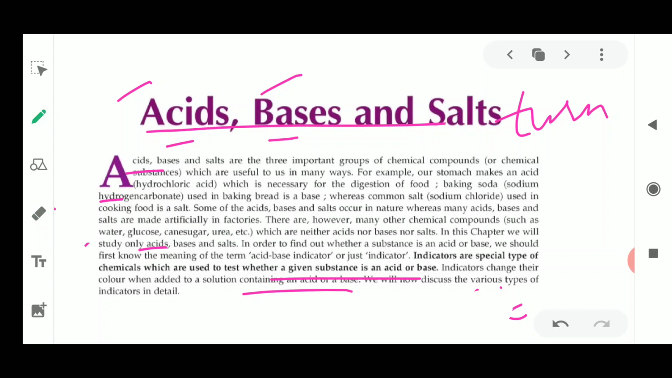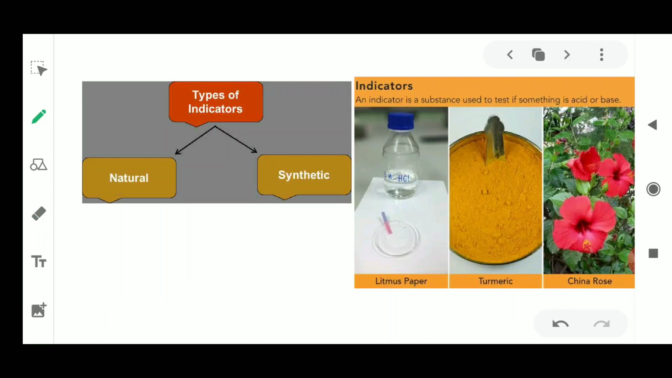Now we are going to discuss various types of indicators in detail. Before starting this chapter on acids and bases, I would just like to tell you about these indicators, because we are distinguishing acids and bases on the basis of these indicators. So first we should understand that there are two types of indicators. First is the natural type of indicator, second one is the synthetic indicator, or the artificial or man-made indicators.